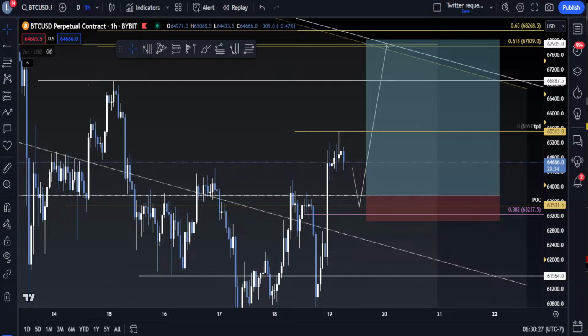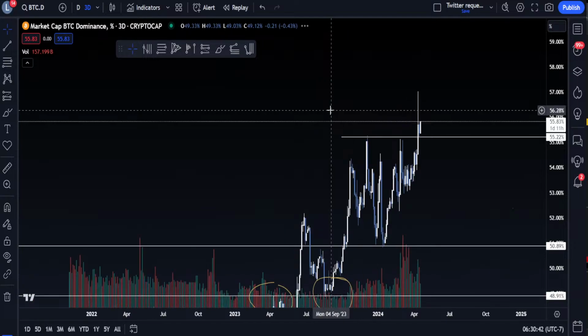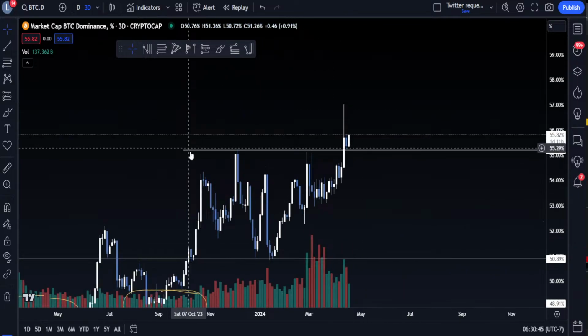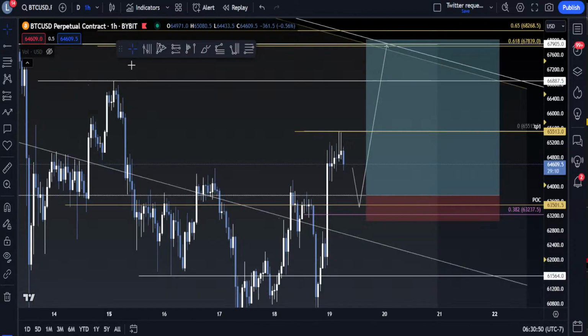Yeah, the more annoying outcome here would just be chopping around into the New York Open. It's always possible. Should note that Bitcoin dominance still just looks incredibly bullish while this is still holding above this level.